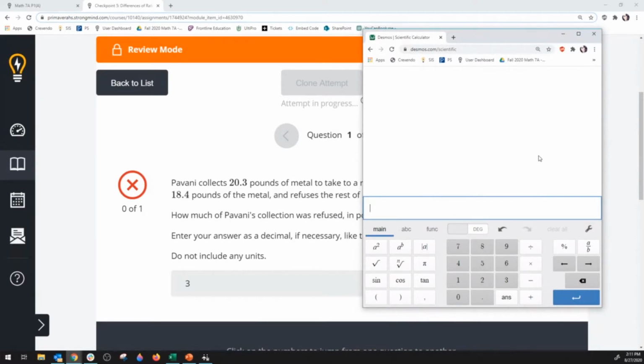And since we have decimals, I would just pop this into a calculator just to make sure. 20.3 minus 18.4. And when I subtract them, I get 1.9. And don't round it, enter it as a decimal.